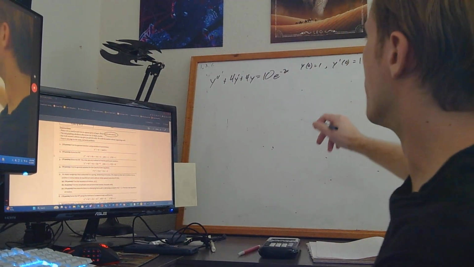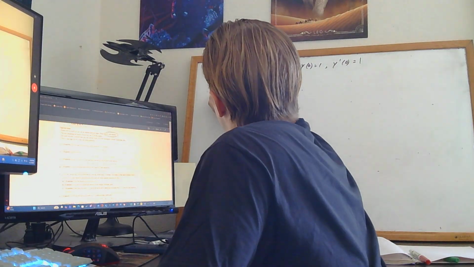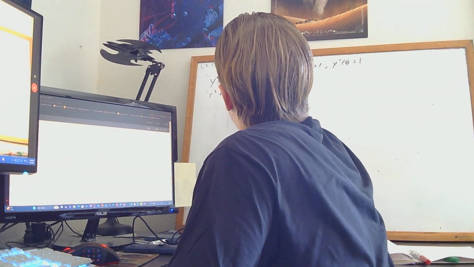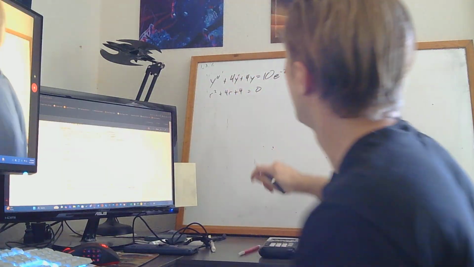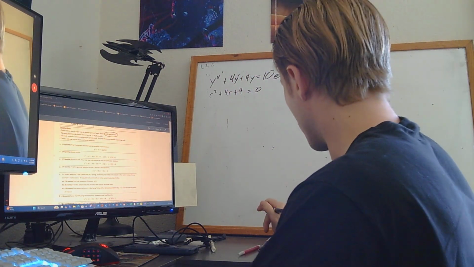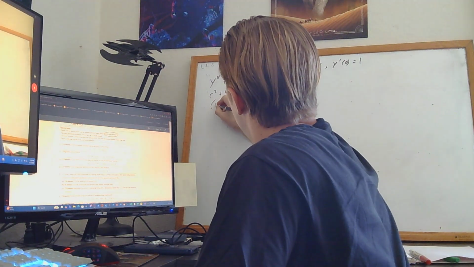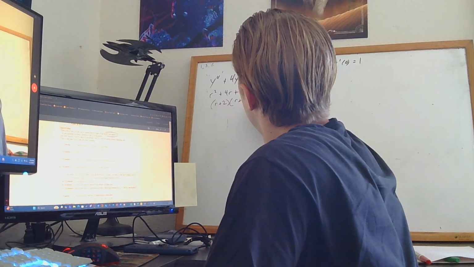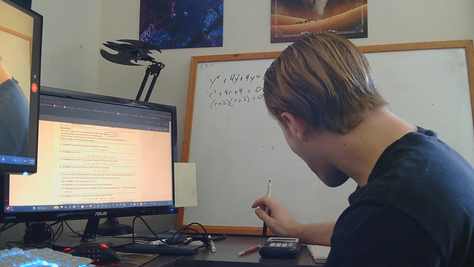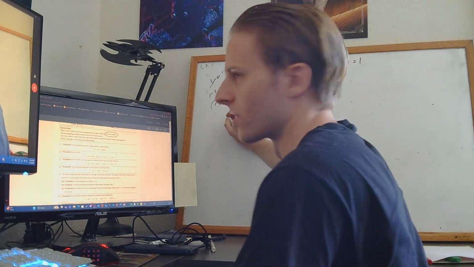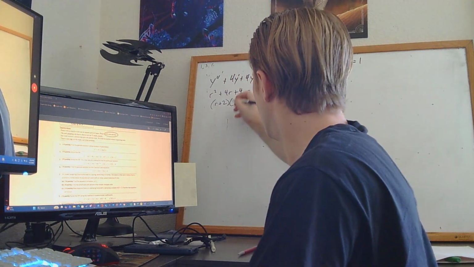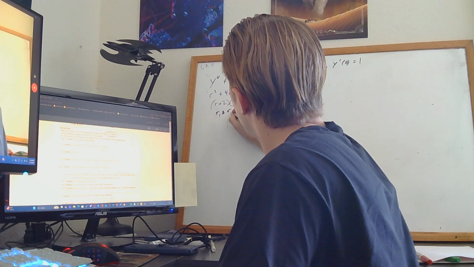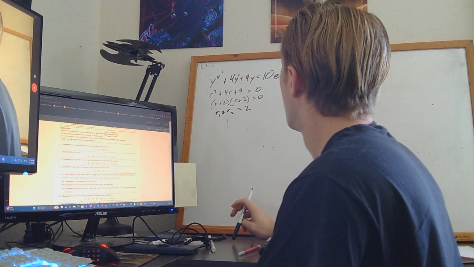We'll start off with the left-hand side. We have r squared plus 4r plus 4 equals 0. So what does that factor to? Is that just r plus 2 times r plus 2? I think so, right? Yeah. So it's going to be case 2, the repeated real roots. So r1 and r2 equal 2.